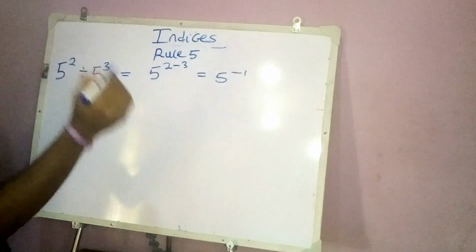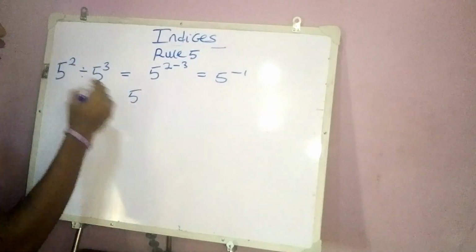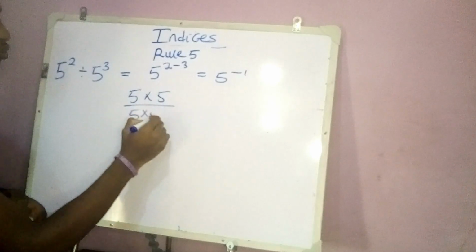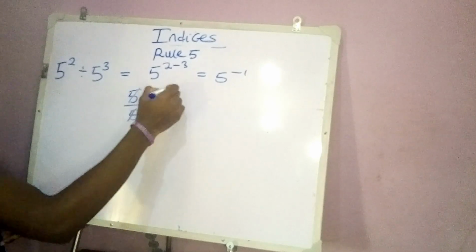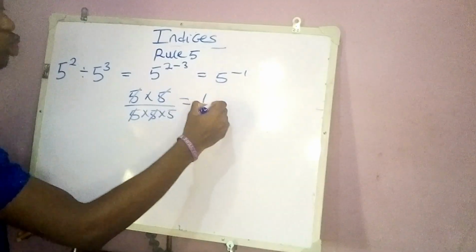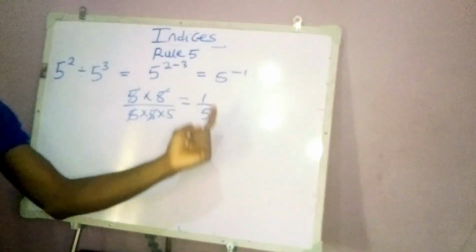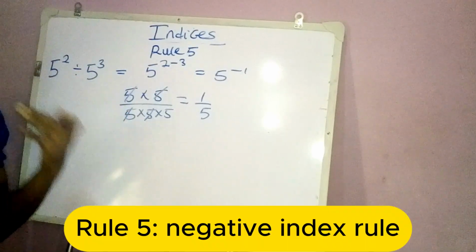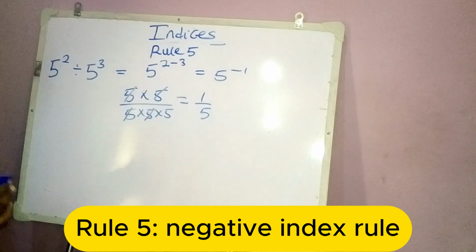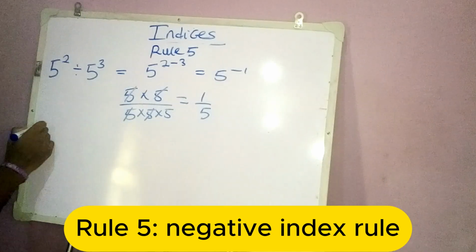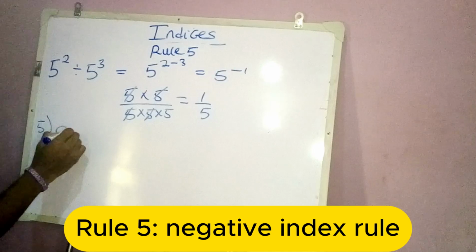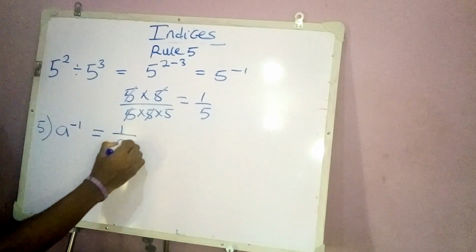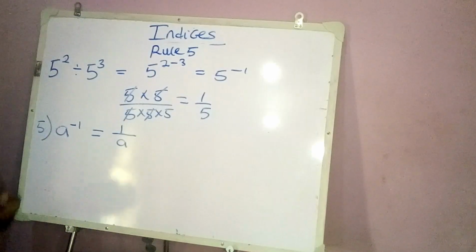Based on this long form method that we are trying to shorten, I can do this as 5 all over 5 times 5 times 5. And this is 5 cancels 5, 5 cancels 5. This is the same thing as me saying 1 all over 5. This is totally different from the other answer. So rule number 5 is called your negative index rule. What it says is that if I have a raised to the power of negative 1, it is the same thing as 1 all over a. This is what rule number 5 says.